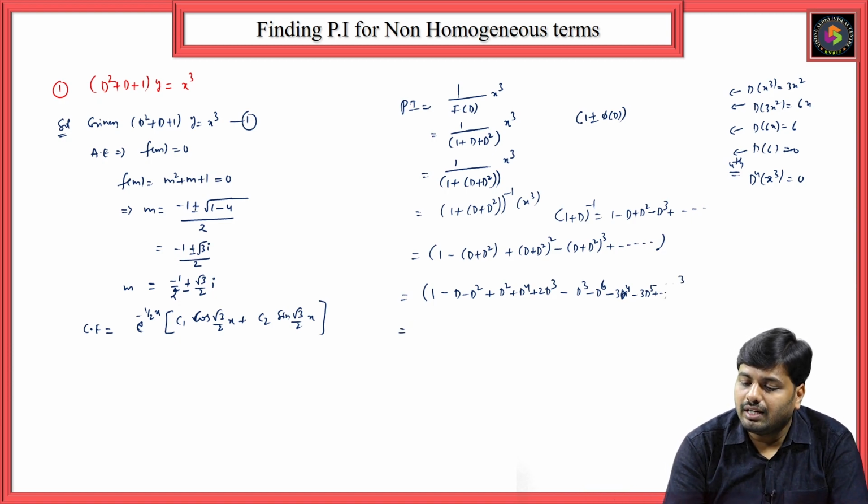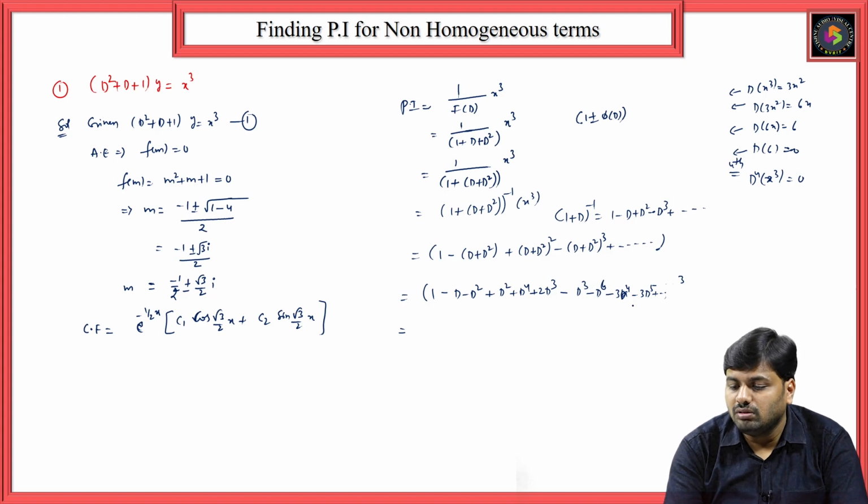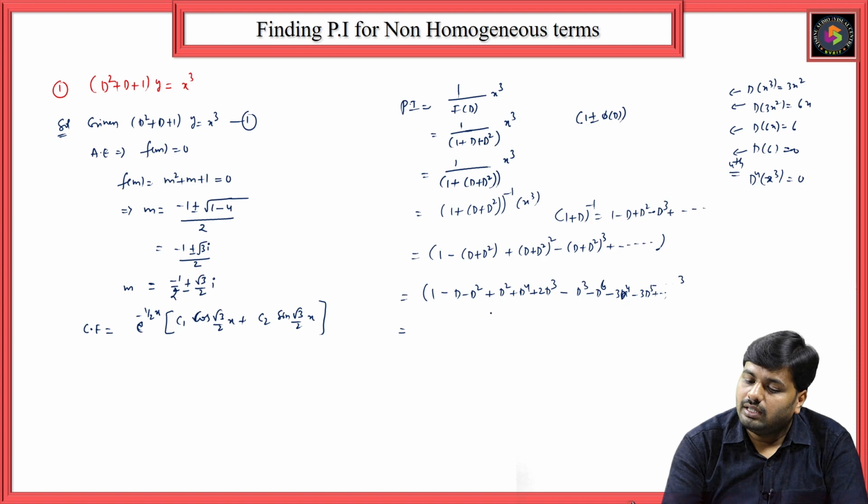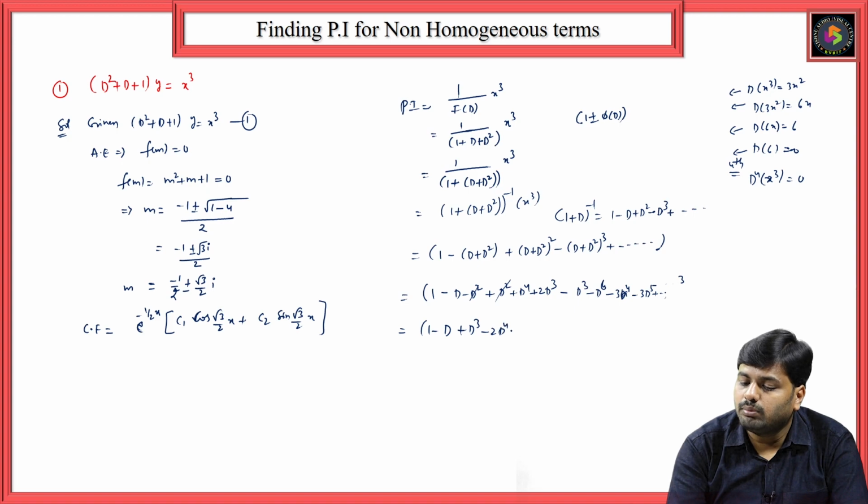Now here I am not required this d power 6, d power 5 also. I required only the terms up to d power 4 only. Now d square, this d square will be cancelled here. I'll write 1 minus d into this 2d cube minus d cube, that is a d cube. Now d power 4 minus 2d4, that above d power 4 is also not required for us.